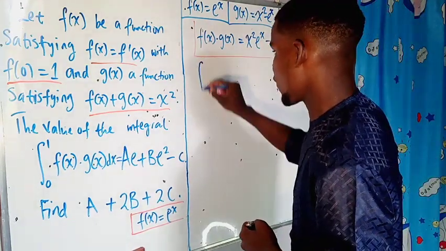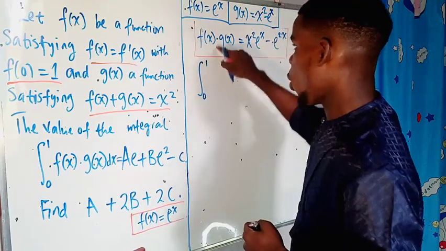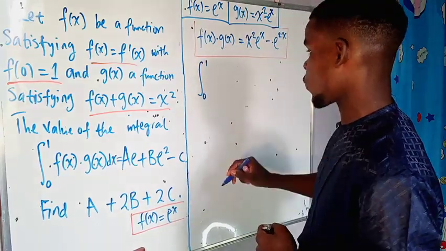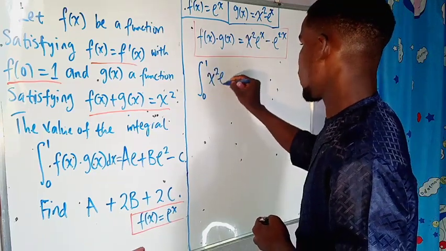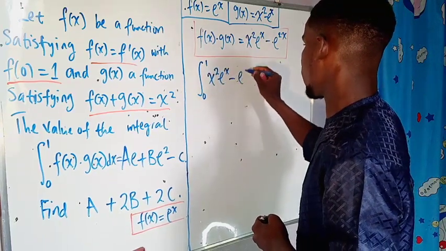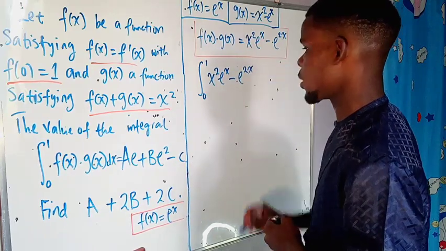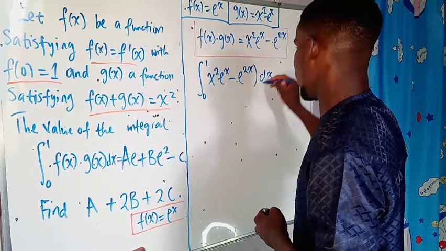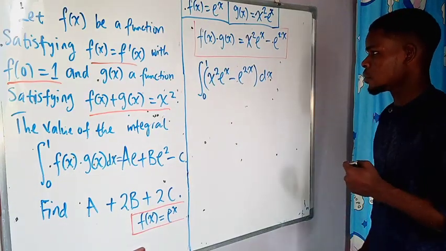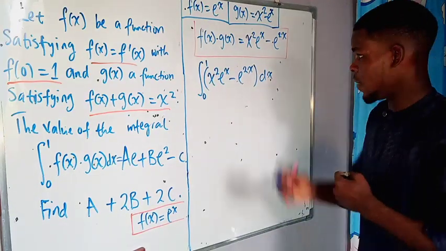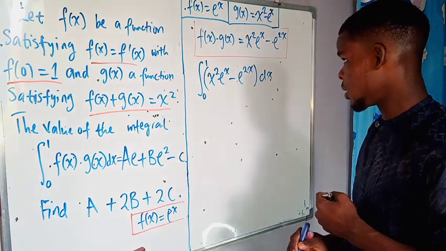So let's see. We have the integral from 0 to 1 of the product, which the product of those two functions is this. It is x squared e to the power x minus e to the power of 2x, right? And then we can just put the dx over here. You don't forget the dx. Okay. Very nice, isn't it? So let's see, and this in fact is a very simple thing to deal with.